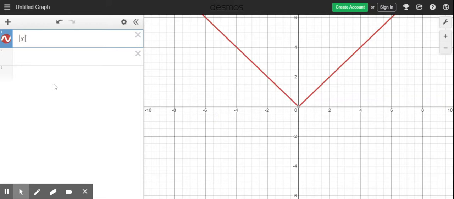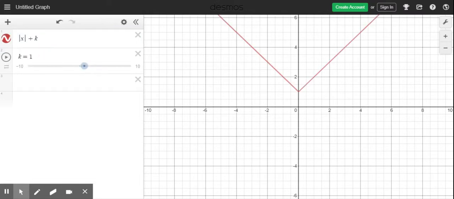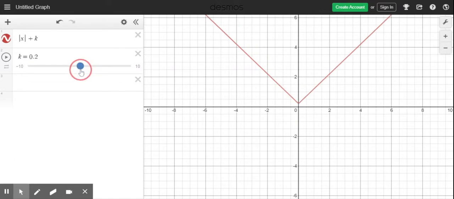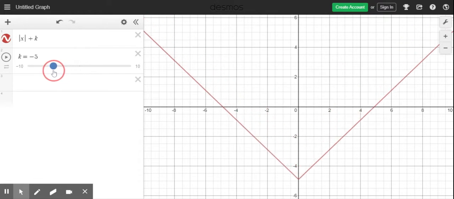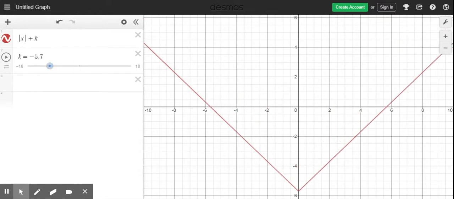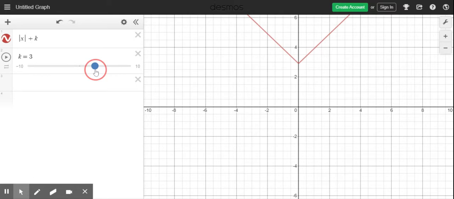So suppose we take the absolute value of x and we add to it some constant k. And then I'm using Desmos, so I'm going to just add a slider. And notice that when k is equal to 1, that function moved up vertically. If I lower the k, you notice how the function's moving down. So subtracting a value or adding a negative value is going to cause the function to shift down. And when we increase a value, when it's positive, it moves up.